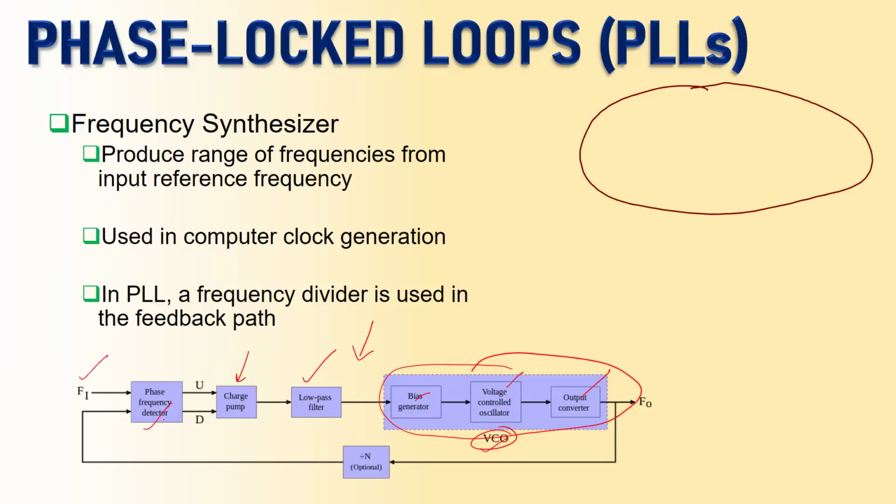Then you've got the input reference coming in, FI, and you've got the output signal, which is also fed back to the input through this optional divide by n circuit. This is your frequency synthesizer circuit. The frequency synthesizer basically helps to produce a range of frequencies from the single frequency available at the input. This kind of frequency synthesizer is used in vector network analyzers. They are also used in computer clock generation. And in the PLL, the divide by n circuit is used in the feedback path.